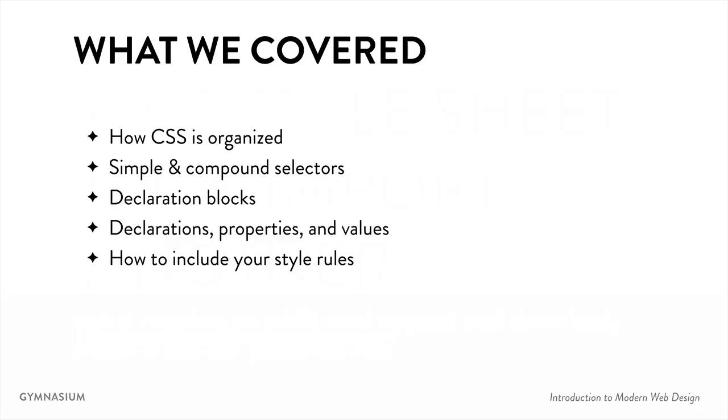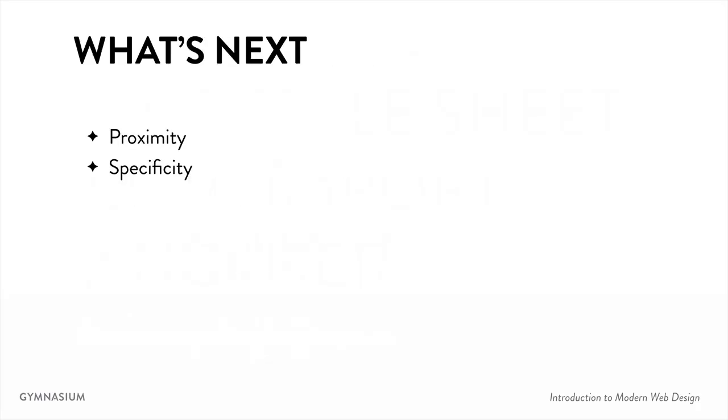So in this very brief chapter, we've covered how CSS is organized, simple and compound selectors, declaration blocks, declarations, properties, and values, and how to include your style sheets. In the next chapter, we're going to tuck into some really important concepts in CSS, proximity and specificity. I'll catch you in a few.